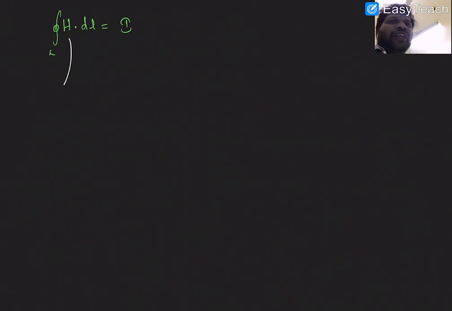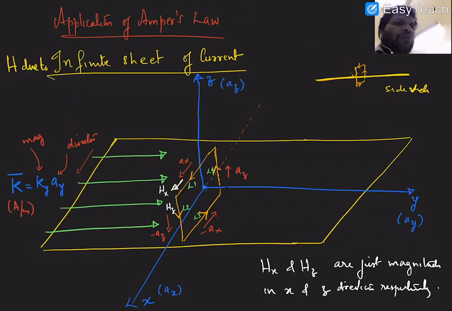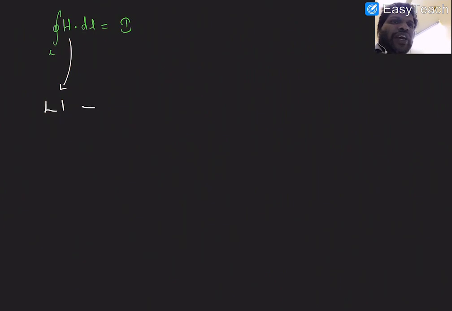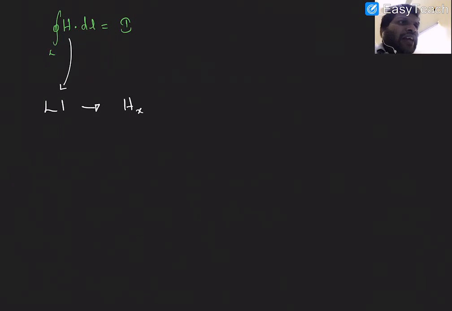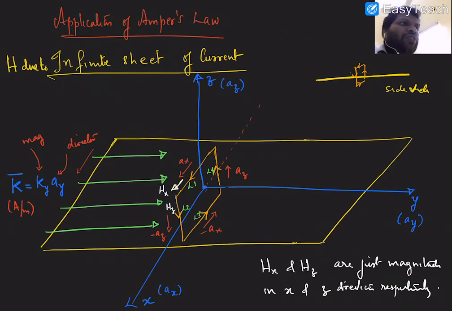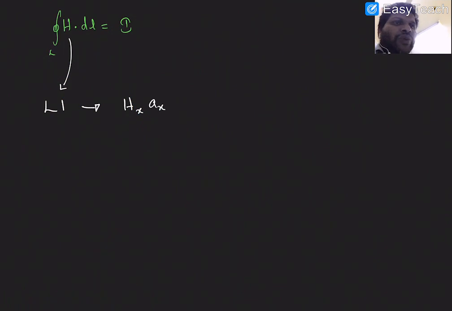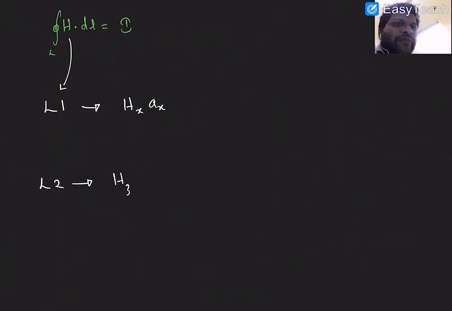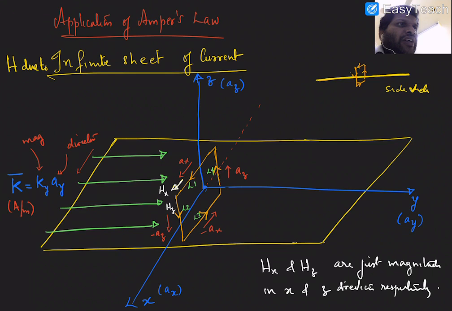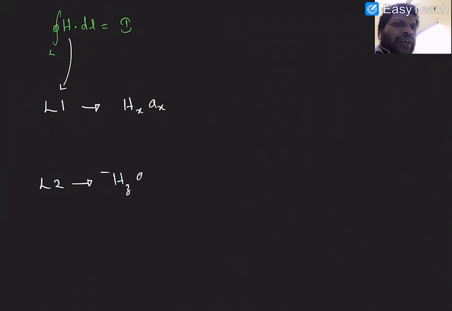Now we need the vector H. I will take the first case, the first loop L1. What is H in that direction? It is Hx, and it is moving in the direction of ax, so Hx into ax. And in the second path, the magnitude is Hz and it is moving in the minus az direction, so Hz into minus az.